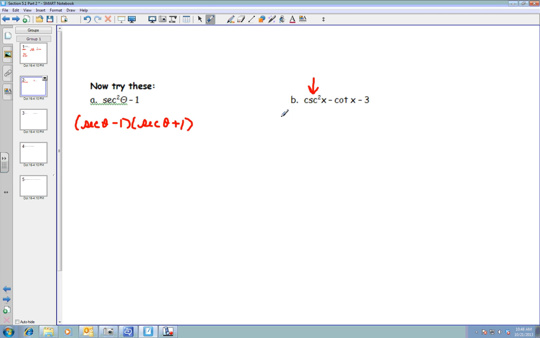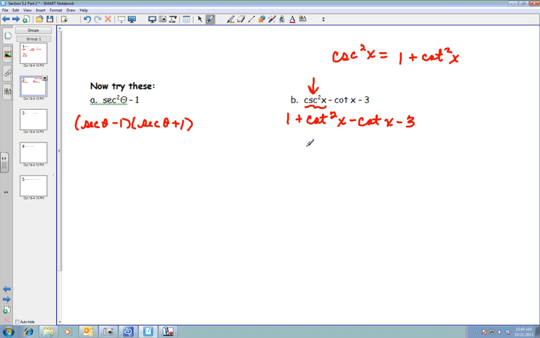Looking at your Pythagorean trig identities, cosecant squared x is equal to 1 plus cotangent squared x. And that's good. That's going to help me out. So I'm going to replace this cosecant squared x with what it's equal to, which is 1 plus cotangent squared x. So I just replaced that part. I still have a minus cotangent x minus 3.